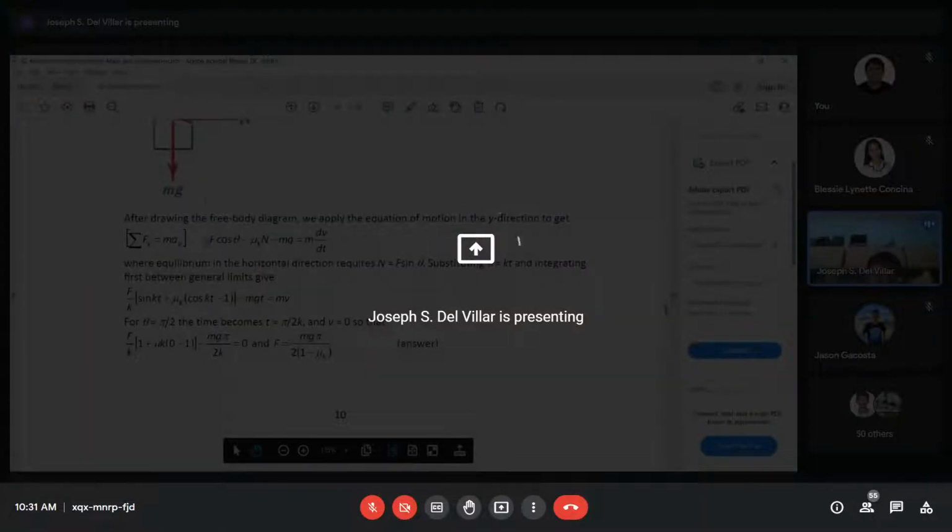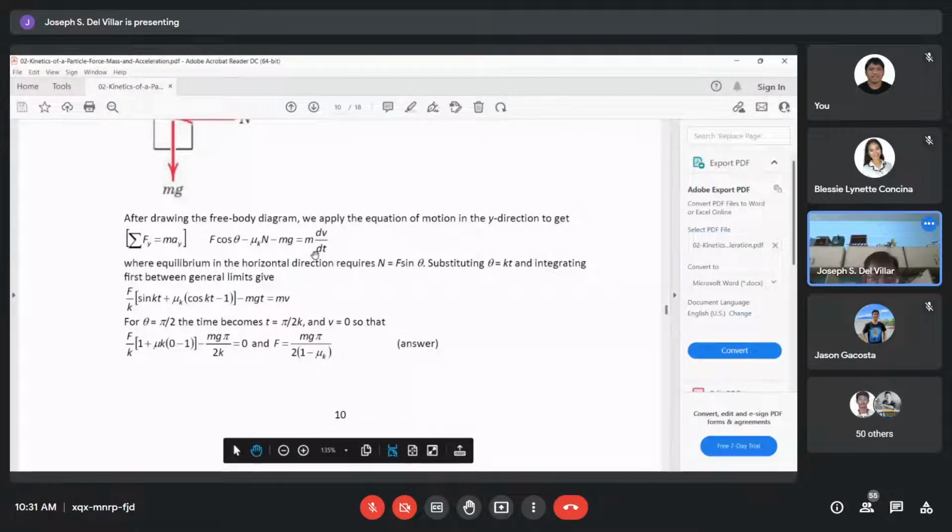Before you can integrate this, you need to remove dt. So you multiply both sides by dt. Then this becomes F cosine theta dt minus mu sub k times N dt minus mg dt is equal to m dv. The dt on the right cancels because we multiplied by dt, so it becomes just m dv. And since the left and right-hand sides now contain dt, we are now ready to integrate.